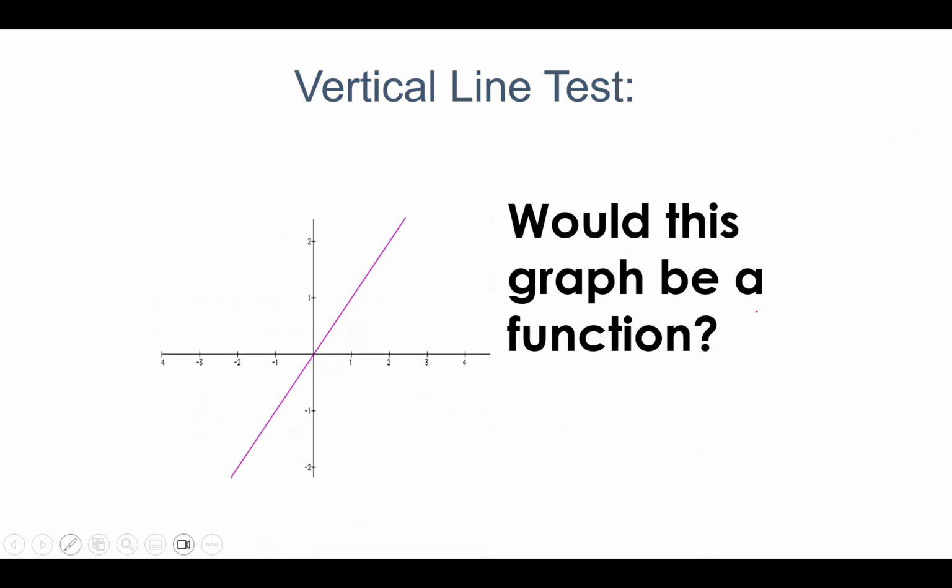Let's try another one. Is this graph a function? Move my pencil across here. Right there, I only hit once, right? Notice I'm just looking at that pink line. Only hit one there. This is, in fact, a function because I only hit the graph once, no matter where I drew that vertical line.